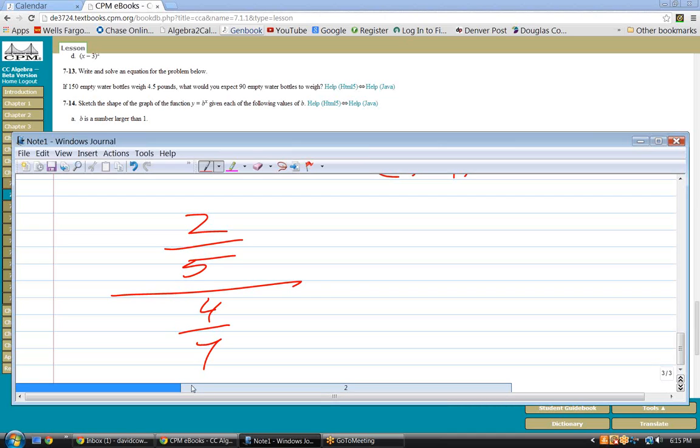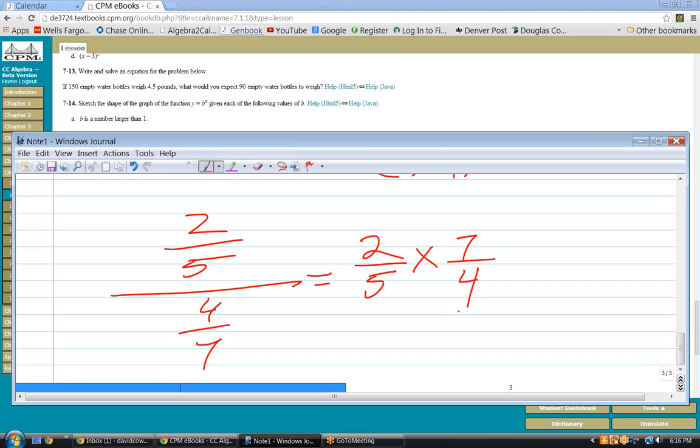This is very simple. You just have to follow a pattern and know what this means. When you divide by a fraction, it is the same as multiplying by the reciprocal of that fraction. So this problem is very simple. It's 2/5 times 7/4. And that's the way we do all division by fractions, is we always turn it into a multiplication problem. And what's that answer? 14/20ths? Which reduces to 7/10.